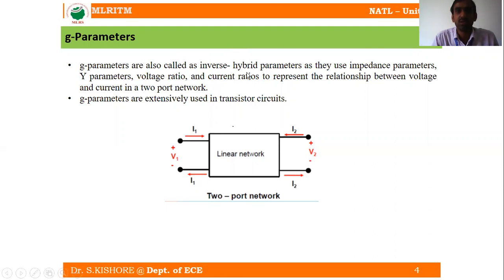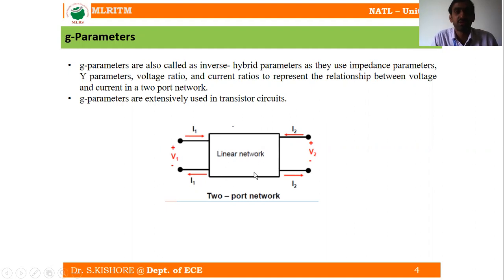Why? Because in these G parameters we are going to have the impedance parameters, the Y parameters, the voltage ratio, and the current ratio also. Similar to the H parameters, these are extensively used in the modeling of bipolar junction transistor circuits, especially in the design of amplifiers like the common base amplifier design.